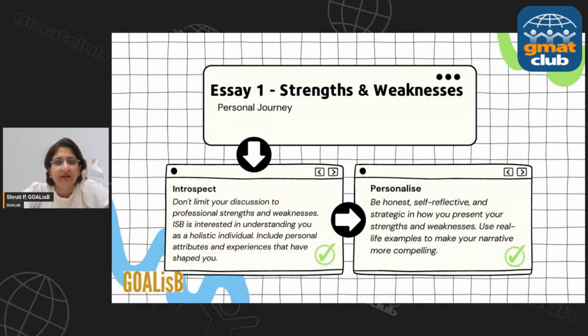Right. So coming back to the essay one, it's when you have introspected and you have your laundry list of strengths and weaknesses that you want to talk about, go ahead and see which one is the best that defines you, which strength will really help you stand out as an applicant as well, and how do you want to present your strengths and weaknesses. Whenever you are writing an essay, make sure that you have real life examples, and your narrative will outshine just with your own story coming into the picture.